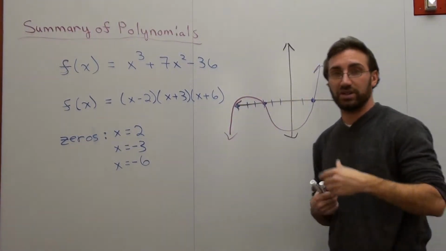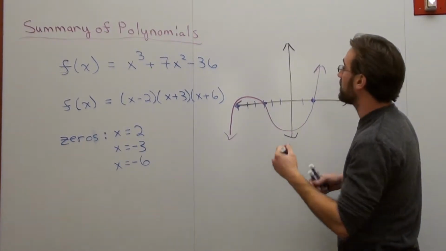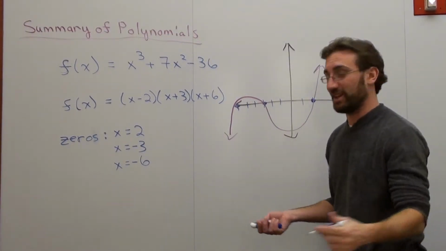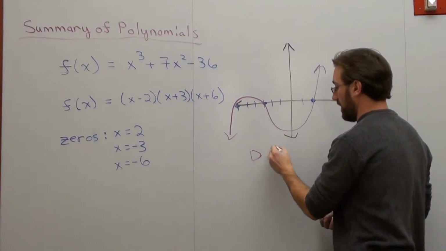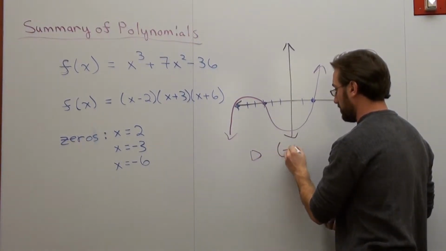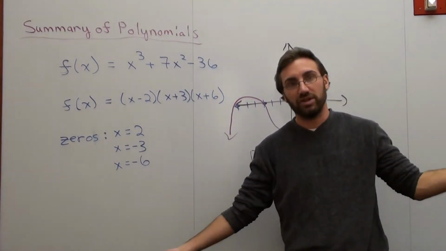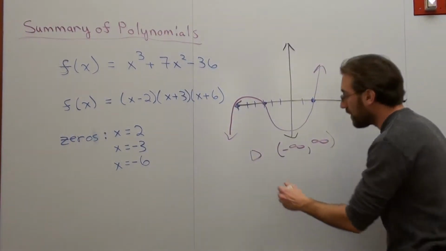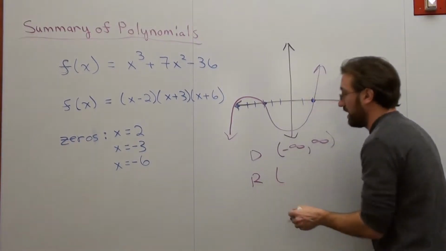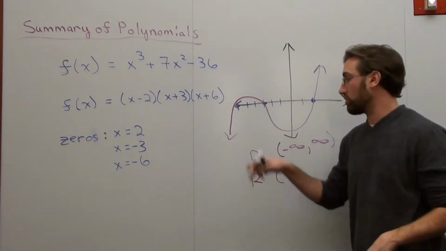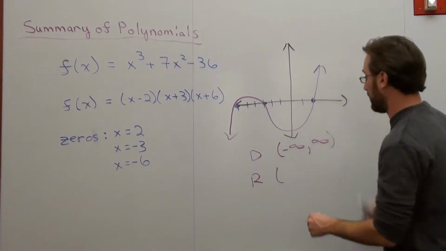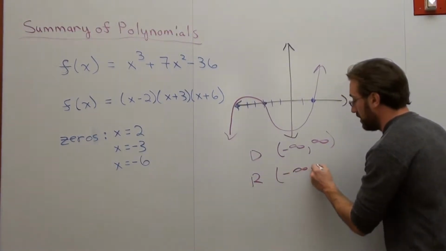Now, here's something very interesting about this. The domain of this problem, because we haven't really discussed that in a while, is from -infinity to infinity. I can plug in any x value I'd like to my heart's content. The range is how high and how low it goes. Well, it goes all the way to the bottom and all the way up, so it's -infinity to infinity.